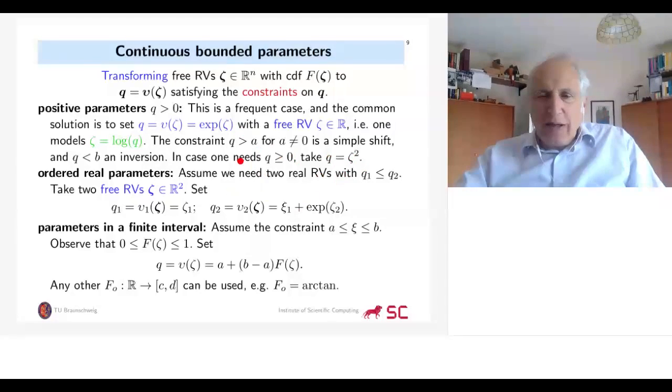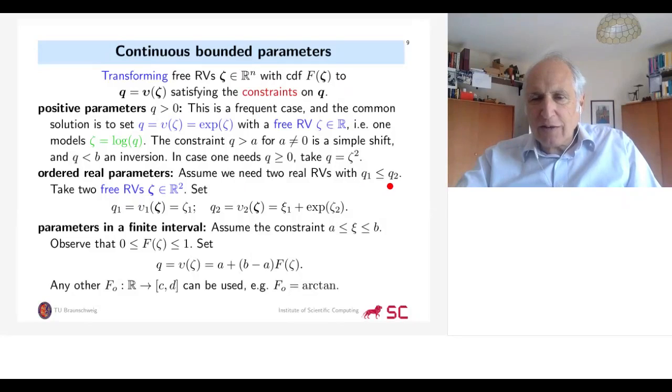Now a little bit more complicated, but very similar. Assume we have two real random variables, and in our models it's always required that one is less than the other one, or Q2 has to be larger or equal than Q1. How can we do this? Well, we can use this here. We take Q1 to be a free random variable, zeta1, which again is a PCE expansion of something. And then we take Q2 to be Q1 plus a positive one. This way it's always larger or equal than Q1. And this is the exponential of another free random variable. In this way, you've modeled two ordered real parameters. And of course, you can extend this to not just two, but as many as you want.